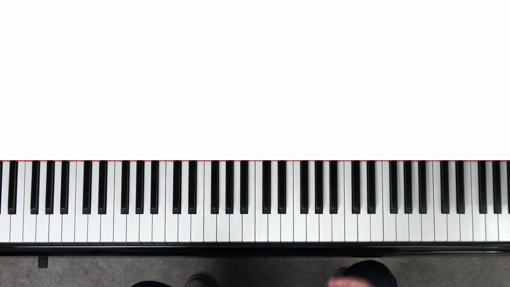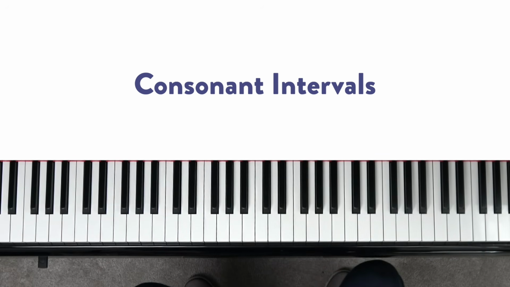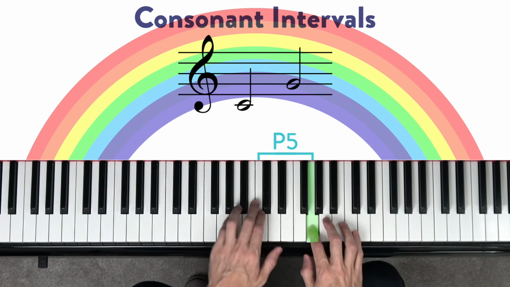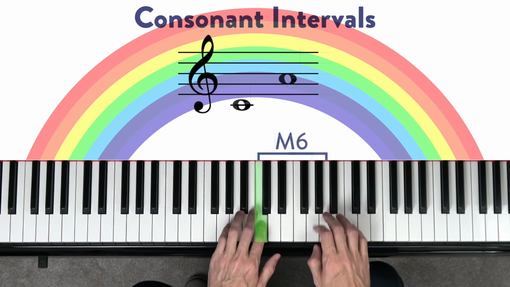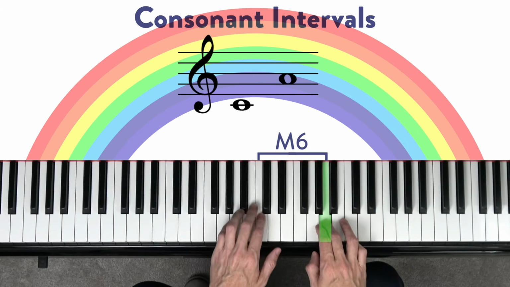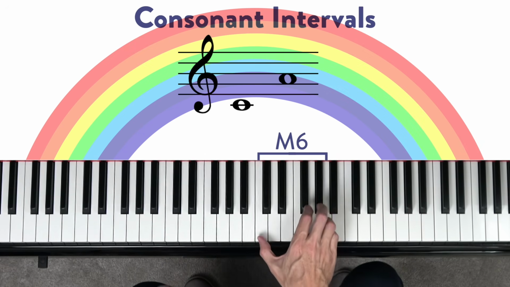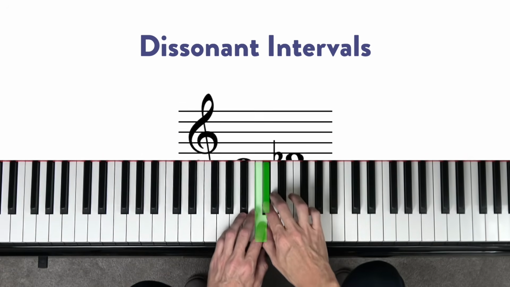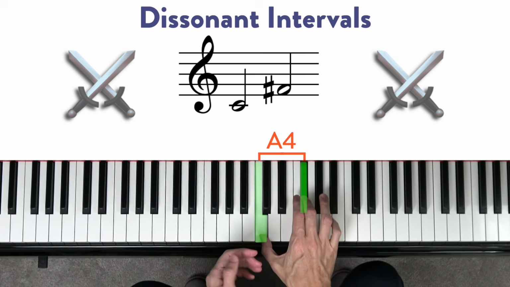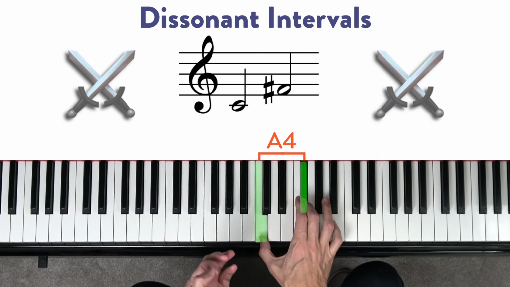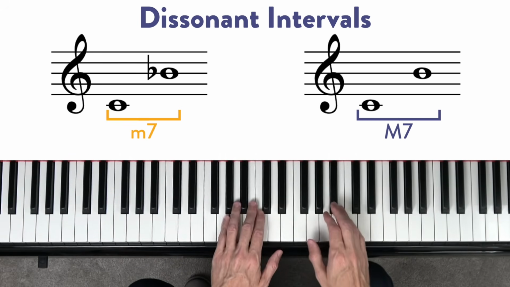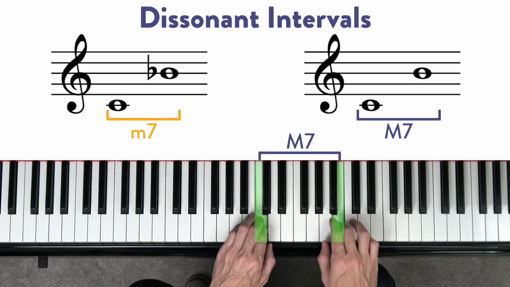In the past, I've talked about how some intervals are what we call consonant intervals. A consonant interval has a certain peaceful, harmonious sound. For example, this perfect fifth and the major sixth. Notice the natural pleasantness of consonant intervals. We also have many dissonant intervals, like the minor second and the augmented fourth, which you'll notice can help create musical tension. The minor and major seventh are both considered dissonant intervals.